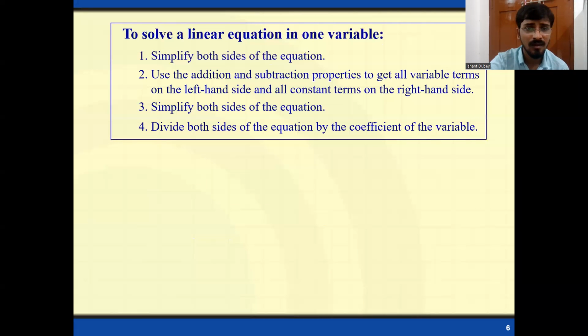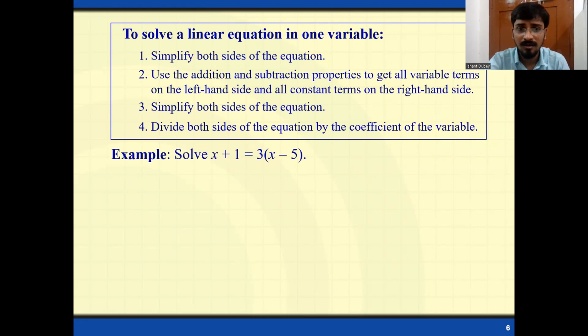Then, divide both sides of the equation by the coefficient of the variable. In some equations you will have a coefficient of a variable, so you can divide both the left hand side and right hand side by that coefficient, and like that you can find the solution. Now let's try to solve this equation: x plus 1 equals 3 times parenthesis x minus 5.